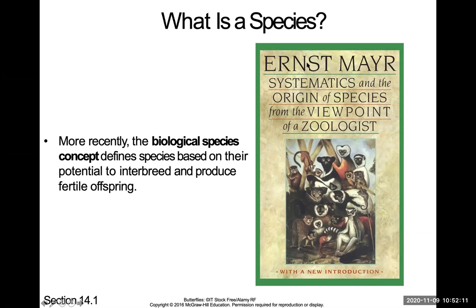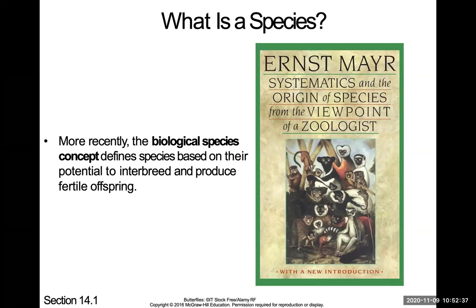This is the person, Ernest Mayr. He was a zoologist, and he looked at animal species, and he came up with the biological species concept. So if we say this species is able to breed with this species, and they're able to produce an offspring that's also able to reproduce a fertile offspring, then they are the same species. But if they can't do that, then they're not considered the same species.